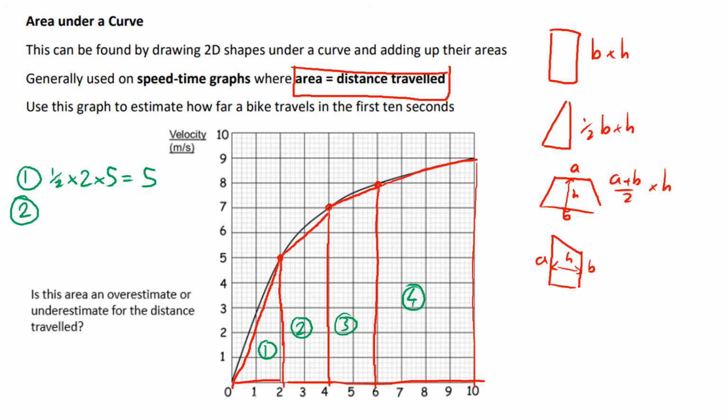Trapezium, my A is 5 and my B is 7, so it's like one of these sort of sideways trapeziums as far as that goes. So 5 plus 7 over 2 times the height, which is 2, because the height is obviously how wide it is in this case. And that'll give me 12. And then for number 3, it's another trapezium, so this time it'll be 7 plus 8 over 2 times 2, which will give me 15.